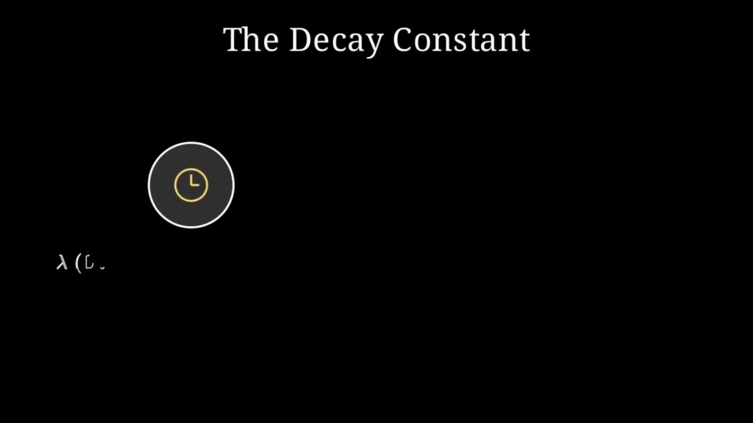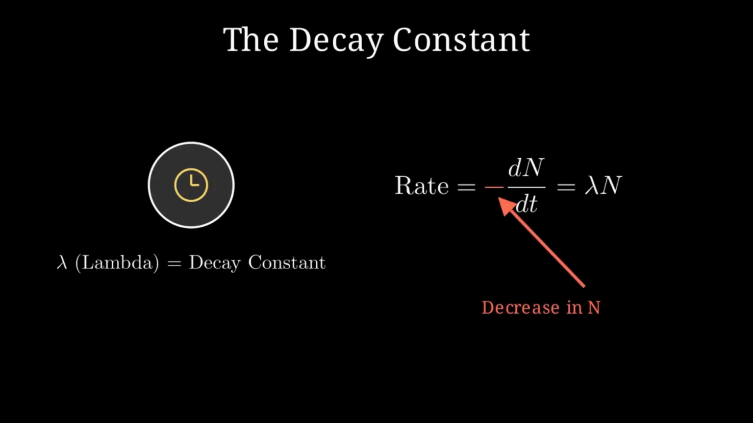We introduce the decay constant, lambda, which represents the probability of decay per unit time. The negative sign in our equation signifies that the number of radioactive nuclei, N, is decreasing as time progresses. This is the starting point for our derivation.